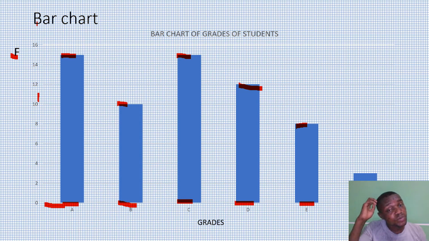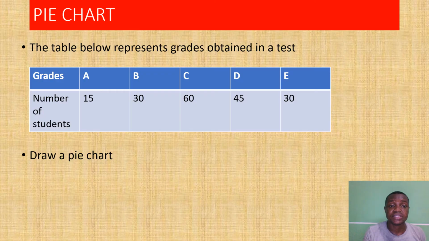So let's move on to pie chart. But before you go to pie chart, to find the modal mark, we identify the bar with the highest frequency. The longest bar will be the one with the modal grade or marks. So let's look at the pie chart.